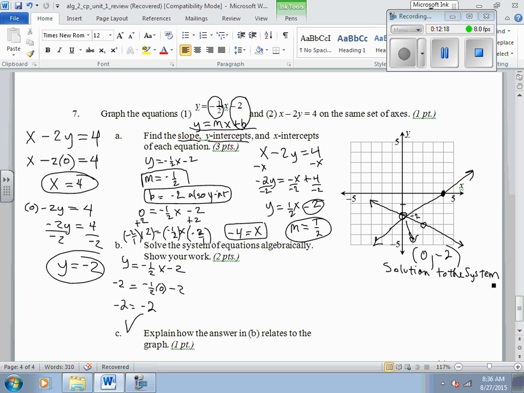So here's the second part. X minus 2y equals 4. Go ahead and plug in 0 for x and negative 2 for y. Okay? Go ahead and do that.